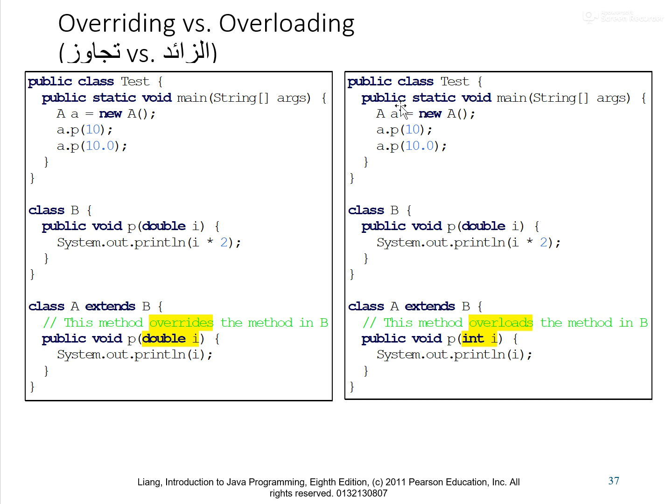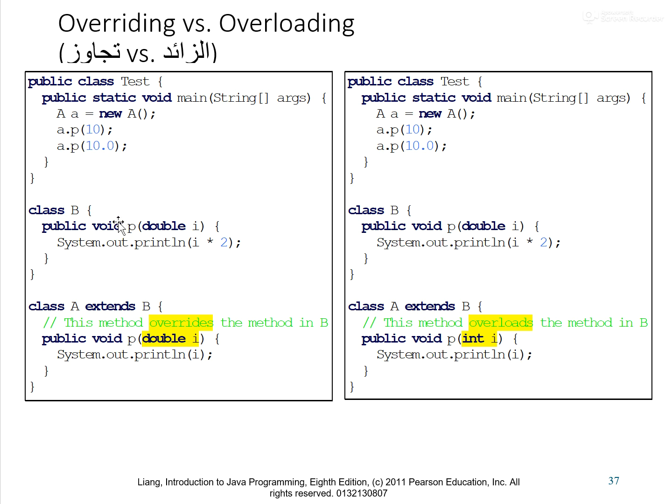So here on the right side, for example, we have a superclass B, and we have a subclass A, which extends B. B has a method P, which takes a double. A also has a method P, but this one takes an integer. So same method name, P, but different argument types. This one takes a double, this one takes an integer. Of course, this method could be doing something else, with completely different code inside. This is an example of method overloading.